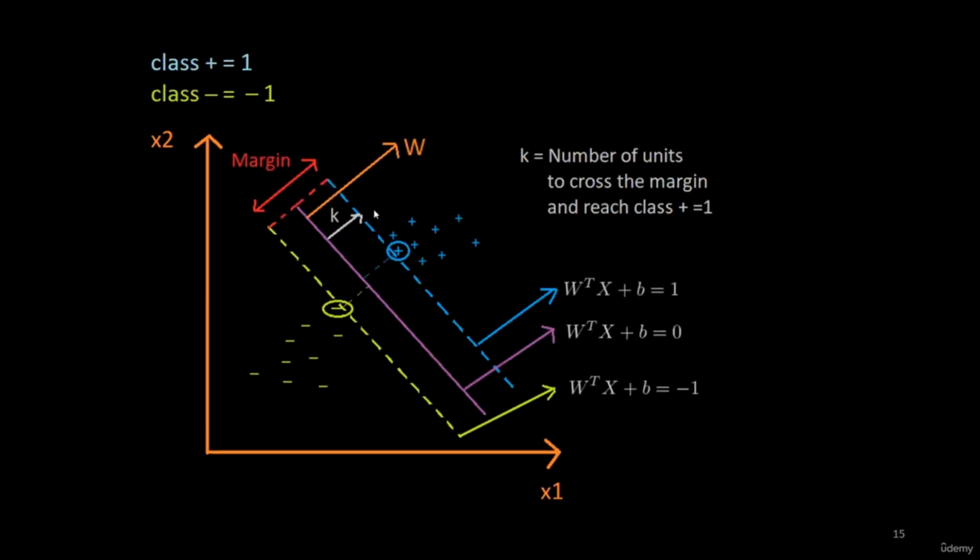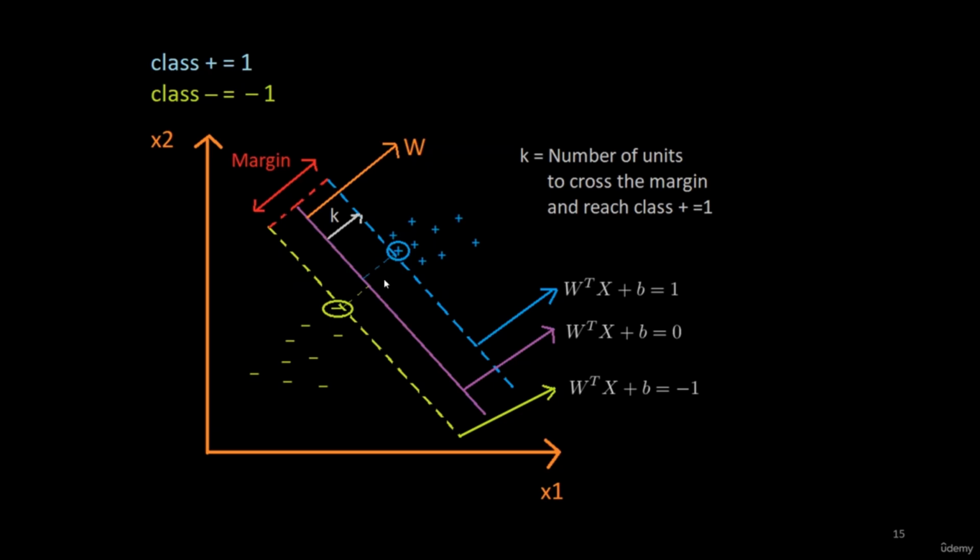Now look at this figure. This is an important figure. Here we are defining a new variable called K, the number of units to cross the margin and reach class 1. This is our class 1 and this is our class -1. We have denoted the label -1 for the negative samples and +1 for the positive samples. This is our margin, this is our decision boundary, and these are the hyperplanes for the negative and the positive samples.